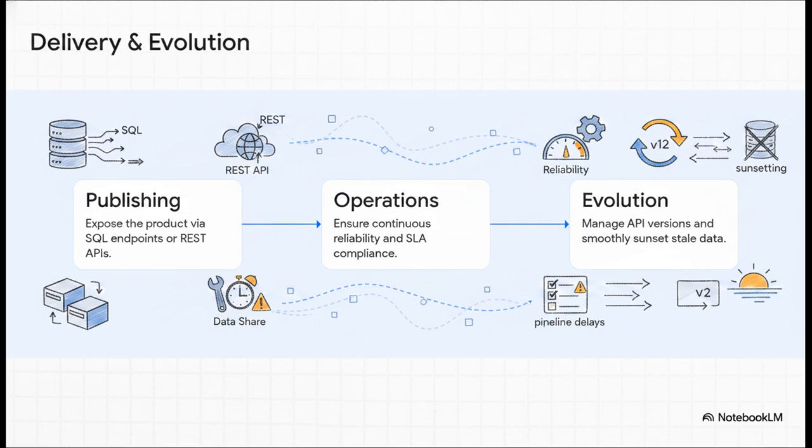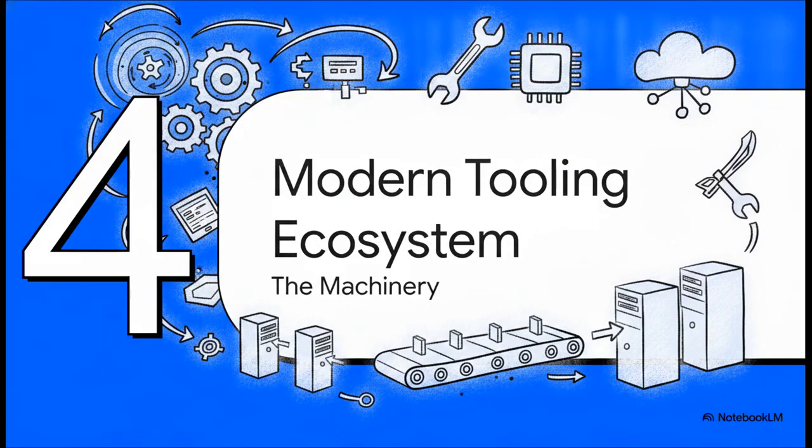Finally, phase 7 is evolution and retirement. Here, data product managers handle versioning. They smoothly transition consumers from a version 1 to a version 2 API, and they gracefully sunset stale data products when business needs pivot. And the best part? They do all of this without breaking anyone's existing workflows. Which brings us to part 4, the modern data tooling ecosystem. Let's look at the actual machinery.